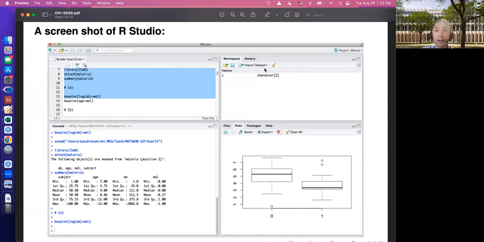And here you can see the objects you created. If you created the constant C, maybe this is a vector of 2 elements. So you can see what objects you have created in R.